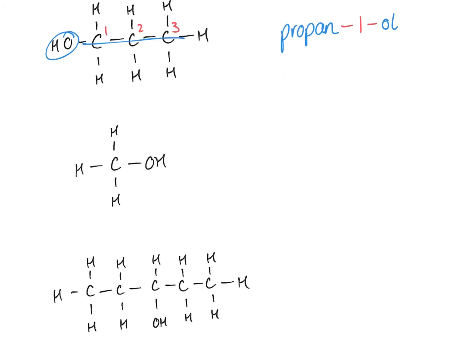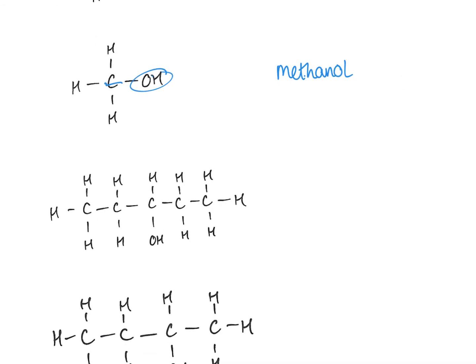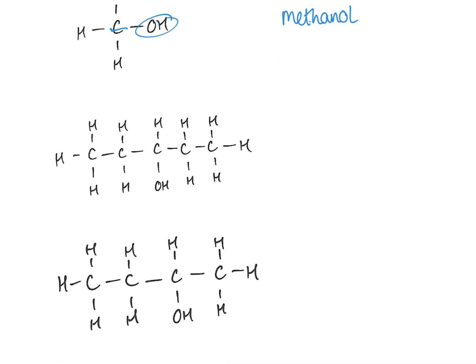Next example, there's just 1 carbon in our longest chain, and so therefore this is called methanol, and we don't need a locant number because it could only be on carbon number 1. There only is 1 carbon. Next example, here's our OH group. So our longest chain must contain that, and that's just straight through again. There's 5, so this is going to be pentane.